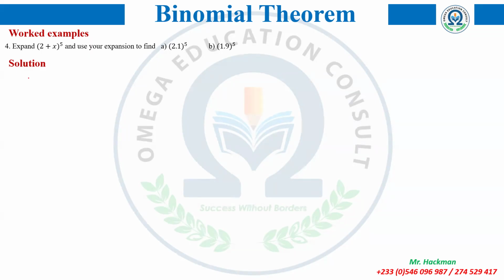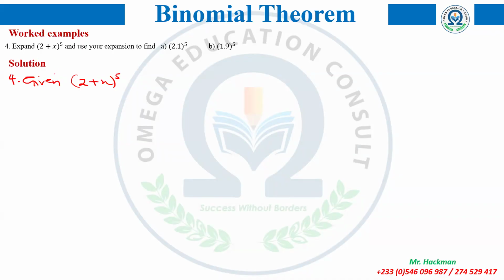So the solution is what we write first, then the question number, obviously question number 4. As usual, we need to extract what we are given. This question is indirectly 3 in 1. The first part, we are asked to expand 2 plus x all to the power 5. We are supposed to expand everything, not a particular term. So at this point, we are good to go.